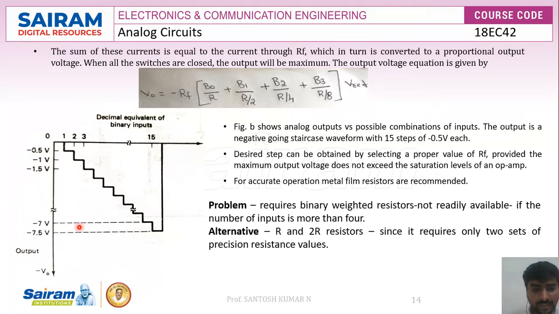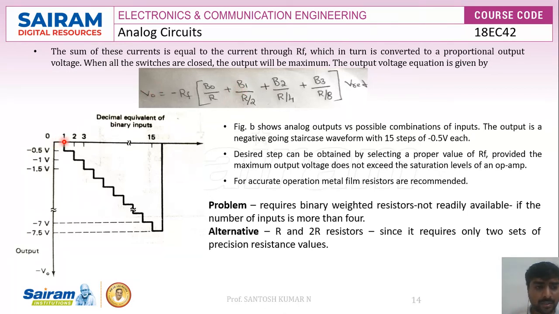So this figure shows the analog output versus the possible combinations of inputs. This is the analog output we get, and these are the possible combinations of inputs we are applying. When all the bits are 0, all the switches will be in the open circuit condition, and the output will also be 0.